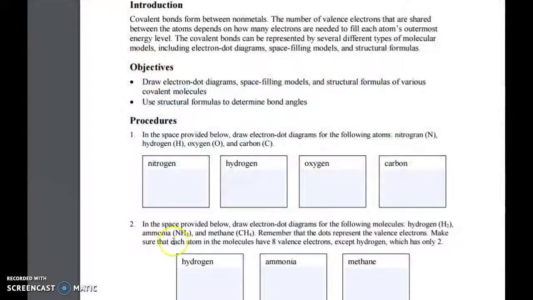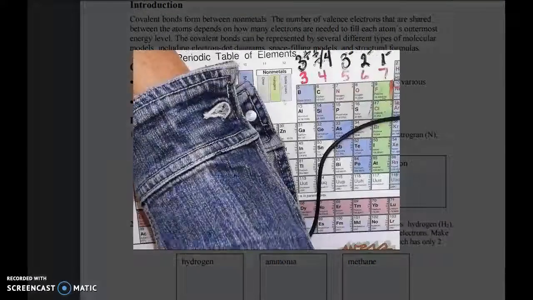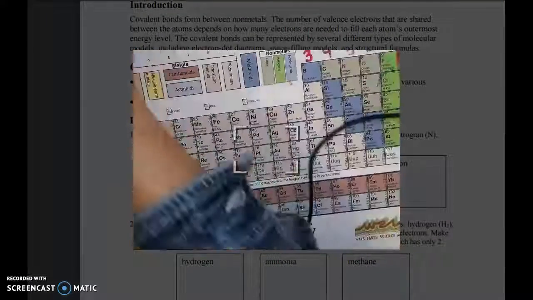Looking back at the screen here, nitrogen, hydrogen, oxygen, and carbon are the individual atoms that are given to make electron dot diagrams. So those are going to be pretty easy. Go back to the periodic table.